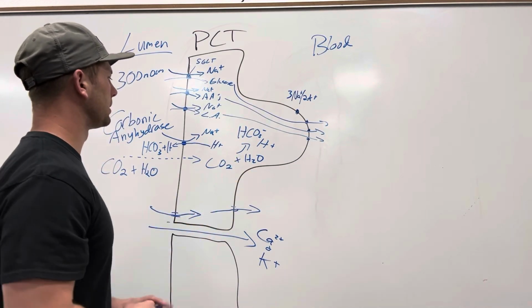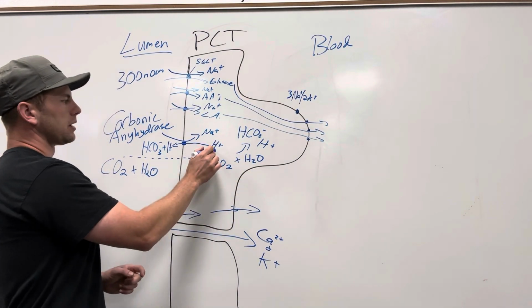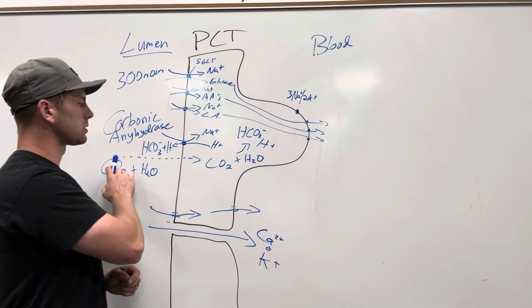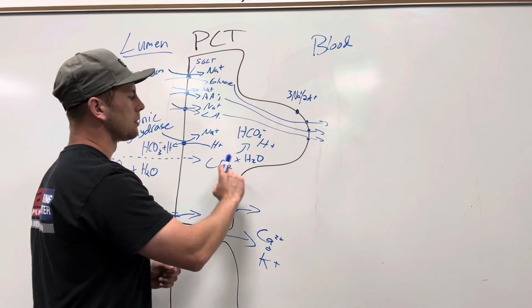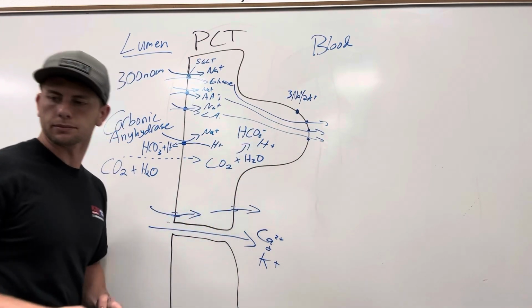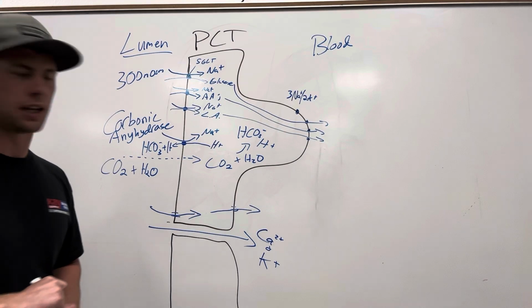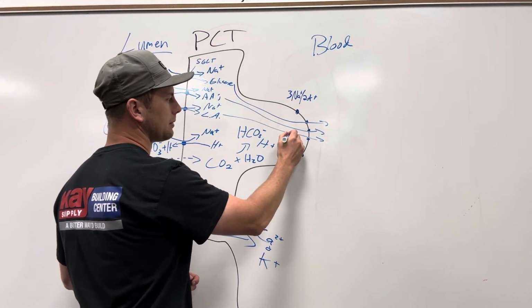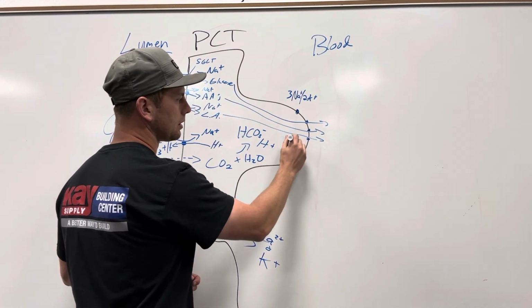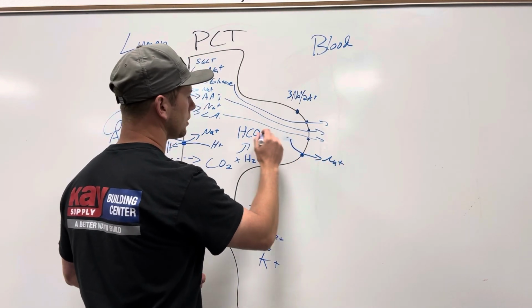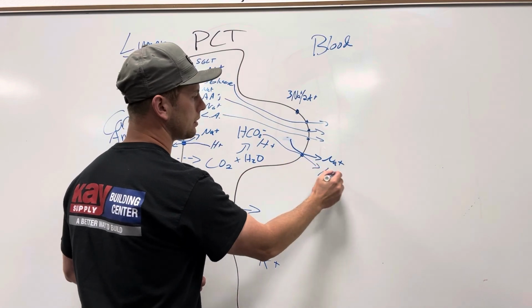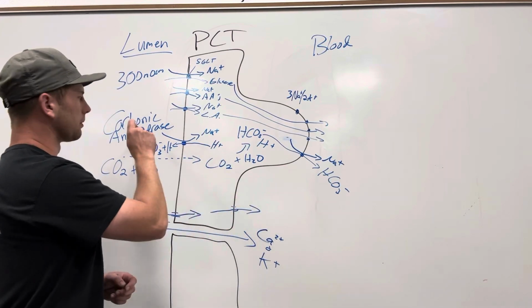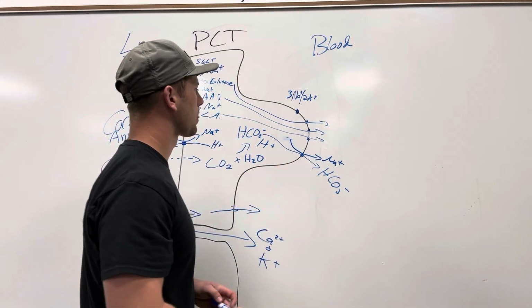So this is pretty sloppy now, I'm sorry, but H pluses come out, combine with bicarb to make CO2. CO2 diffuses across the cell, reacts with water, and makes bicarb. And then we have a bicarb channel, and sodium, I'm going to draw it out here, will drive bicarb out into the blood. So that's how we get bicarb from the lumen into the cell and into the blood.